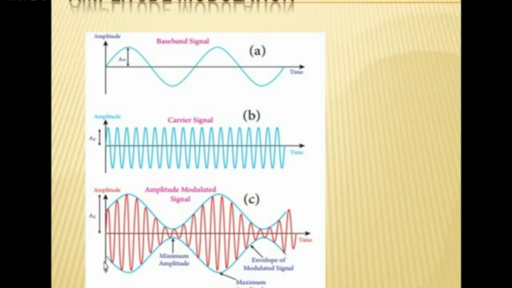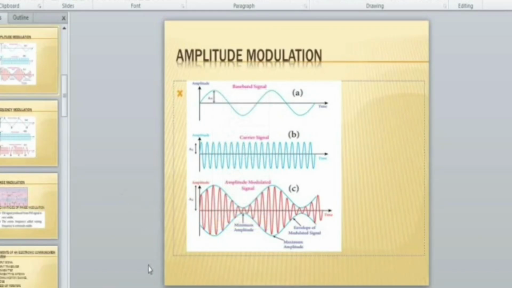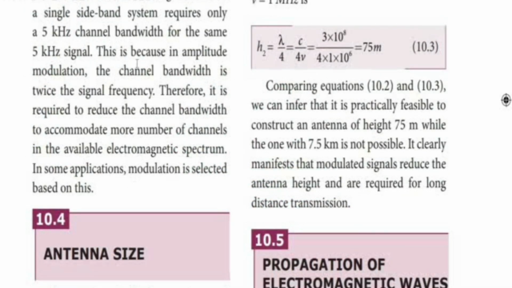But you see that another waveform is here. That is also 5 kilohertz. When you are transmitting that 5 kilohertz, it occupies 10 kilohertz. That means upper sideband and lower sideband. So two transmitting signals are there, and we can use those two bands in different channels. So that's called the channel bandwidth: twice the signal frequency, that means upper sideband and lower sideband.